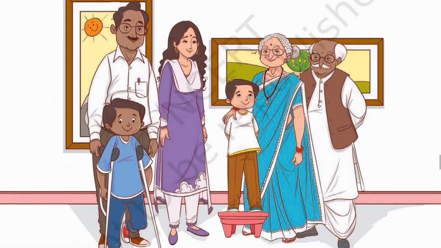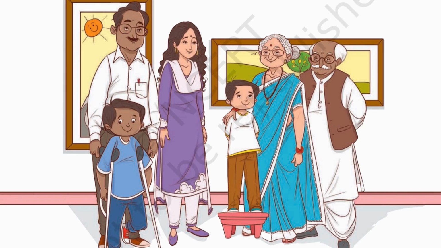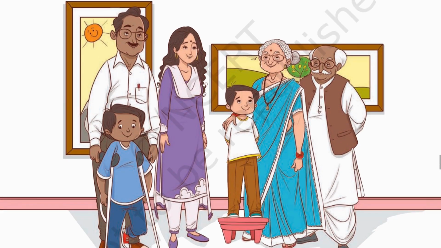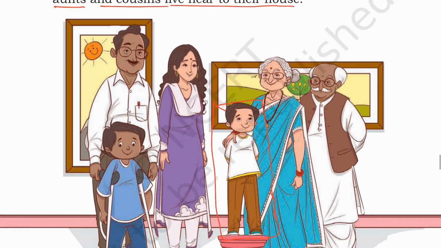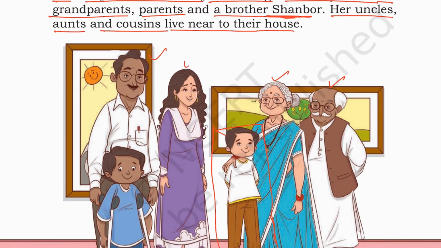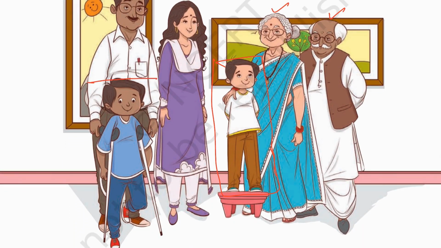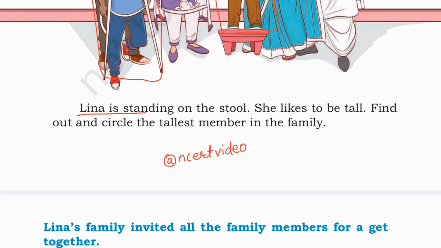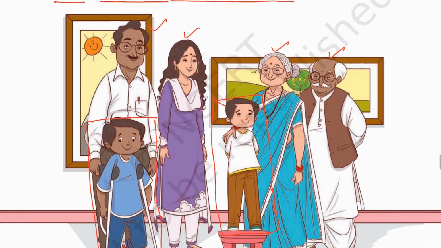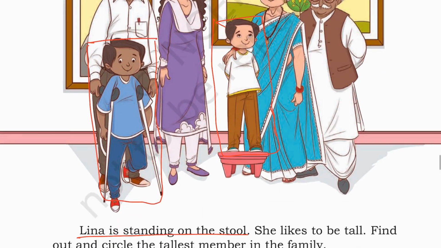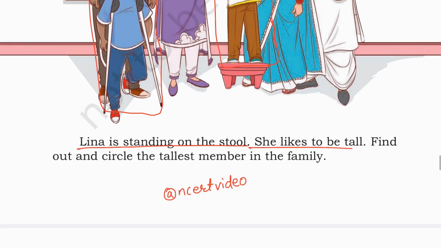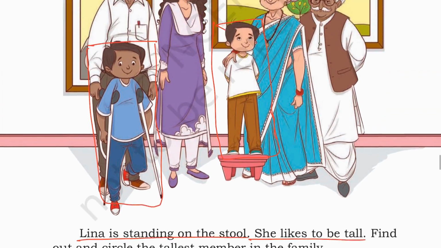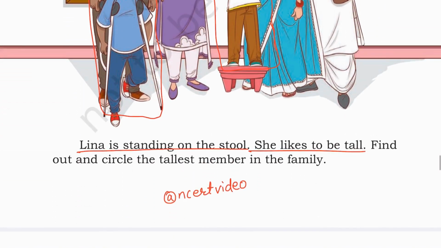You can see here a photo of Lina's family is given. This is Lina. You can see grandfather, grandmother, Lina's father, Lina's mother, and Lina's brother Sanbur. Lina is standing on the stool. She likes to be tall, so she is standing on the stool.